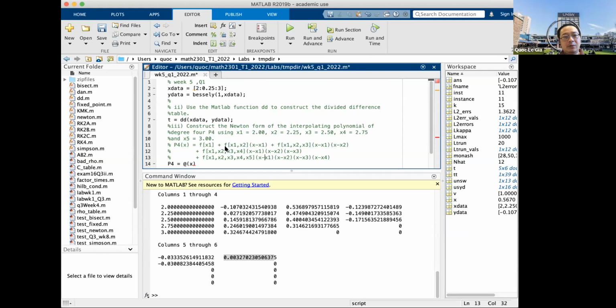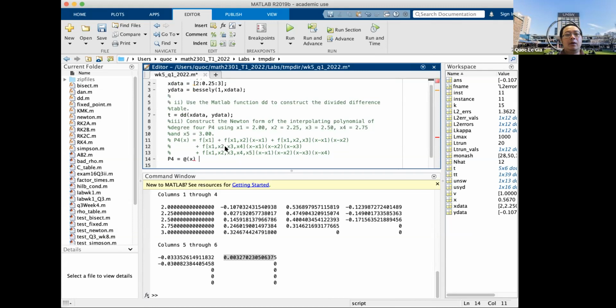So now you take this formula, which is in the slide of the lecture notes. And now you want to convert this into MATLAB using the divided difference coefficients from the table T. So then what is f(x1)? Where do I get f(x1)?